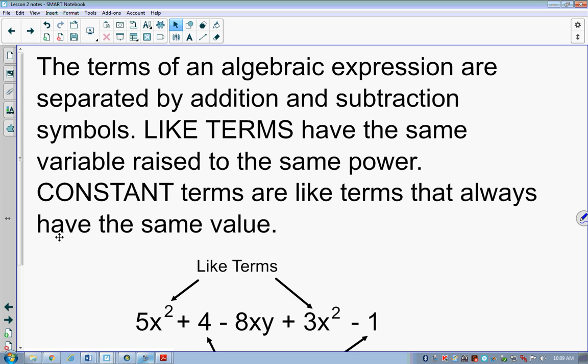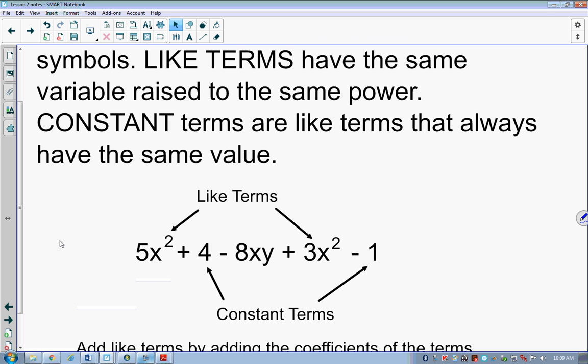Okay, so if I look down here, 5x squared and 3x squared are like terms. I can combine those. Now if that was 5x squared and 3x cubed, could I have combined them? No. They have to have the same variable raised to the same power in order for me to combine them. Combine means to add or subtract their values. Okay?